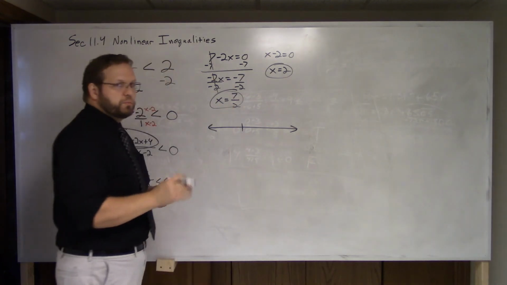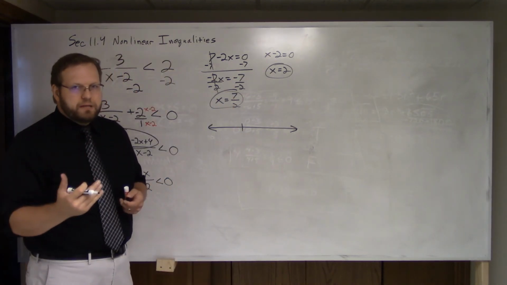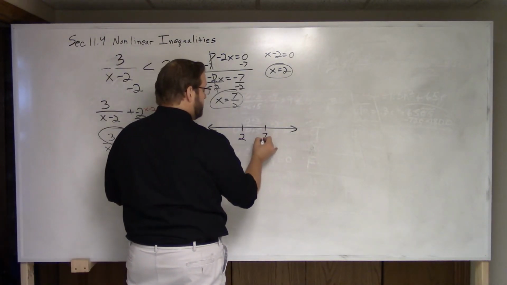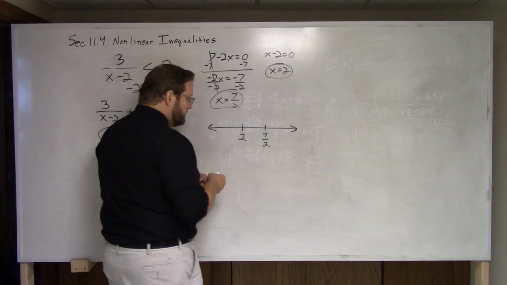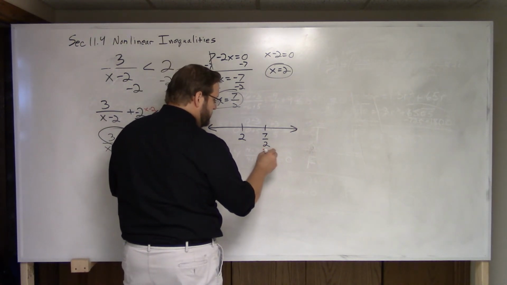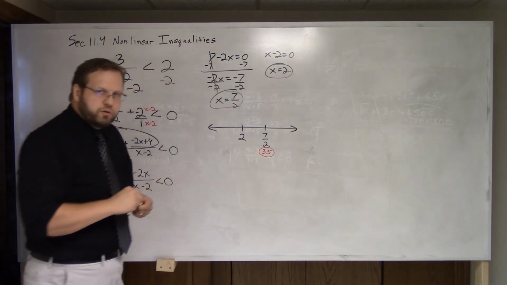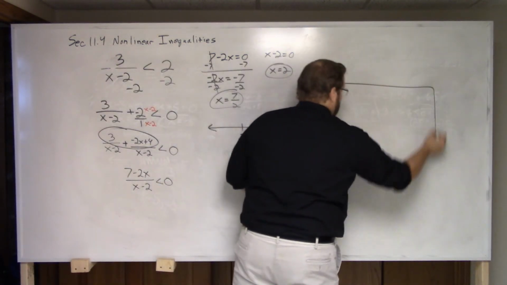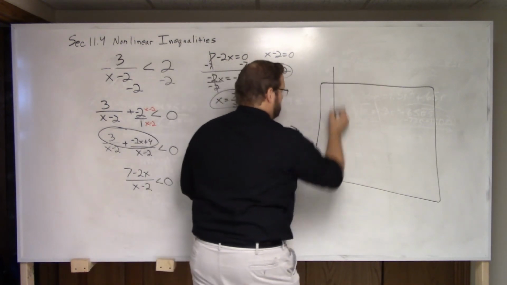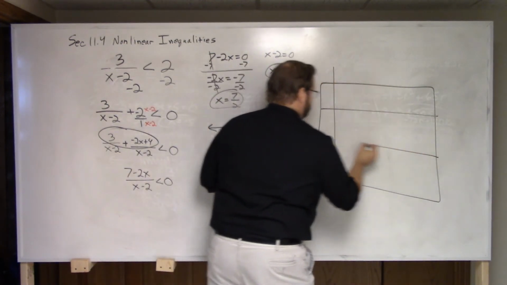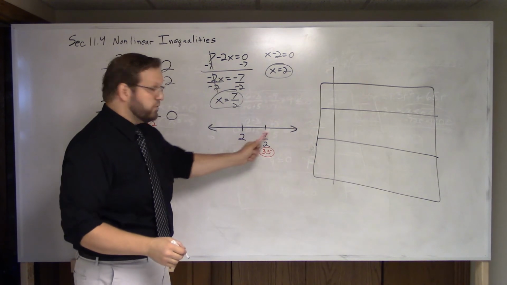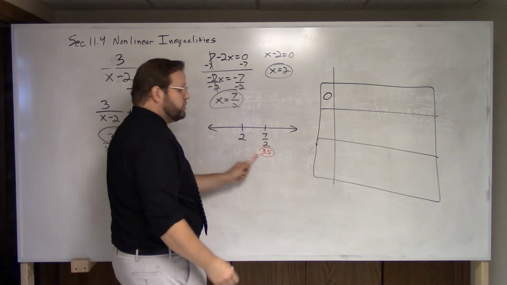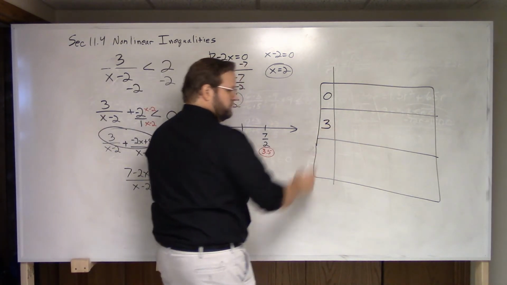Remember, 7 over 2 is perfectly fine. I would leave that, but know what that means. 7 over 2 is a 3.5. So I'm going to put 2 here, and then 7 over 2 here. If you want, put a 3.5 there just so you can remember what the true value of that number is. And now, I create my table. Three key values. I'm going to go with 0. Here, between a 2 and a 3.5, I'm going to go with a 3.